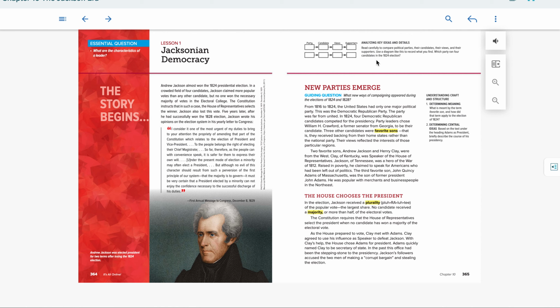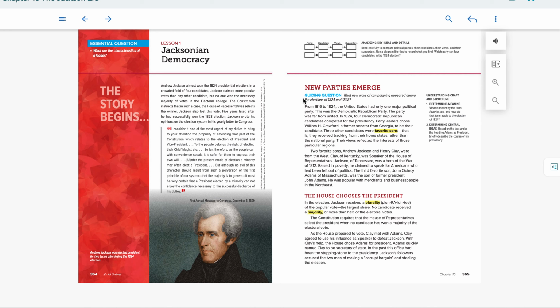Which party ran 4 candidates in the 1824 election? So I want to look at these questions. Understanding craft and structure. Determining meaning. What is meant by the term favorite son? So we're going to look at that word. And how did that term apply to the election of 1824? Number 2, determining central ideas. Based on the text under the heading Adams as President, briefly describe the course of his presidency.